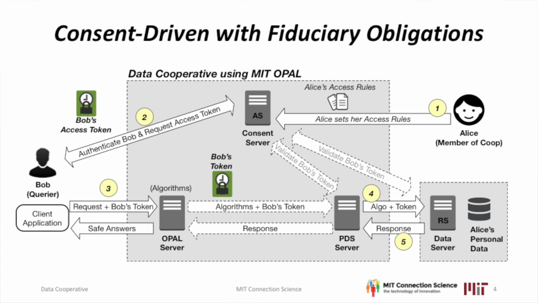And then once Bob is authenticated, he provides a token to the Opal server in step 3, the internal exchange occurs, the algorithm and the token is given to the endpoint to be executed, the answer comes back, and then at the last stage you have safe answers.